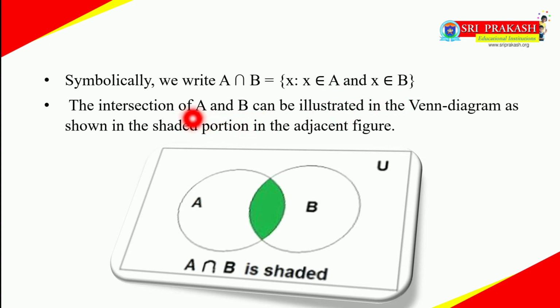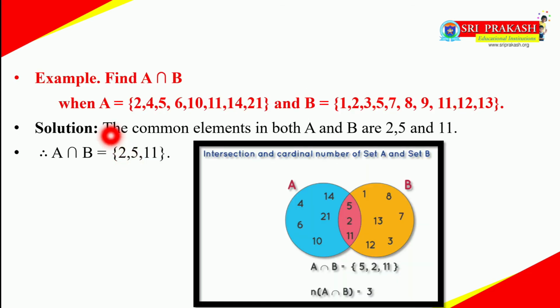The intersection of A and B can be easily explained in a Venn diagram as shown in this figure. This first circle represents set A and this second circle represents set B. Now you can easily find that the shaded part which is common to both A and B is called A intersection B. Now let us go through one more example.